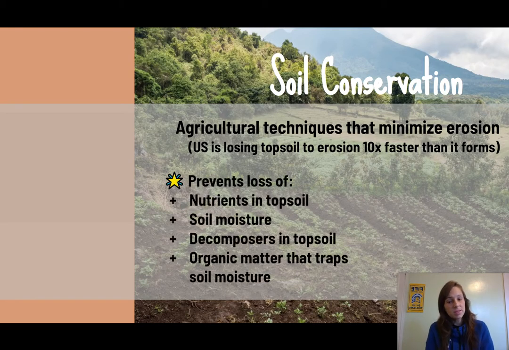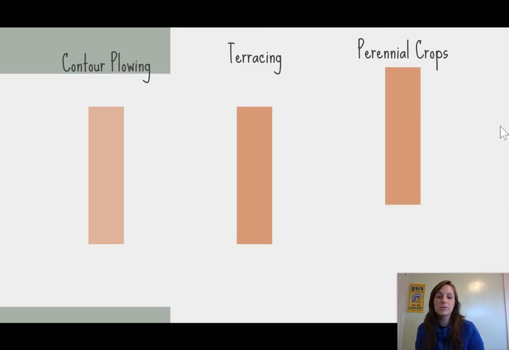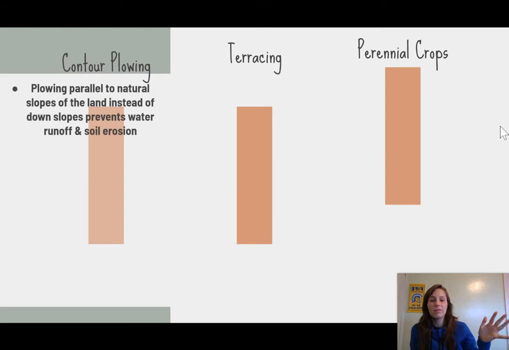Some other benefits: this is going to prevent the loss of nutrients in the topsoil. It's going to help us have more soil moisture. We're going to have more decomposers in the topsoil, and we're going to prevent loss of organic matter that's going to trap our soil moisture. So there's a few different ways that we can look at preventing some runoff erosion.